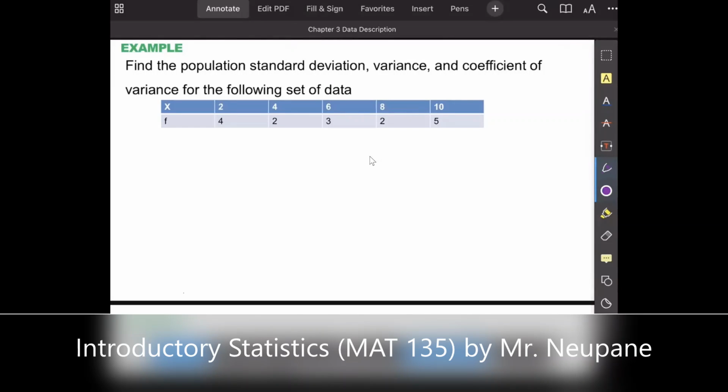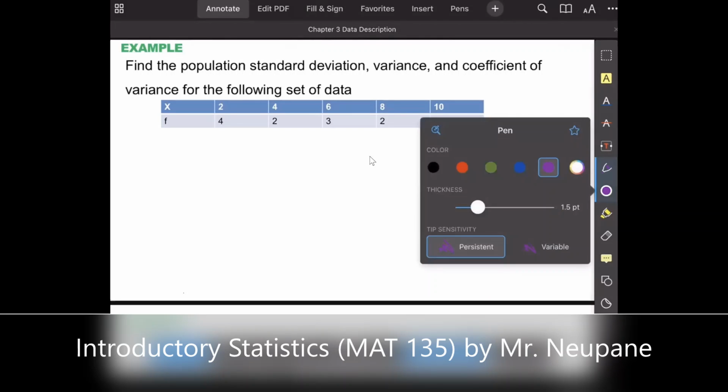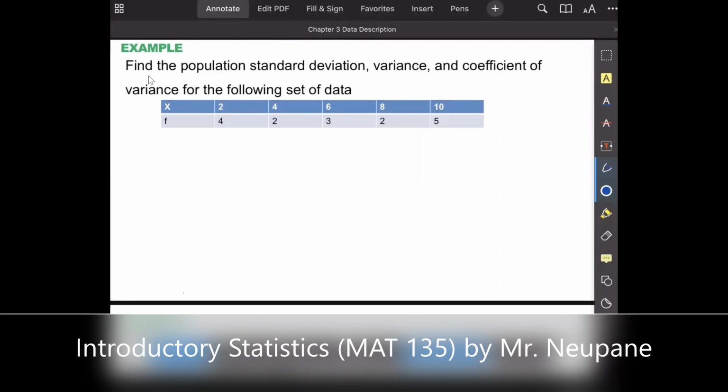Okay, we did the first example, and you have seen that there's a lot of math there. That was the easy problem. We are getting into more challenging ones now. Second example, here also we are asked to find the population standard deviation, that is sigma, variance, sigma squared, and coefficient of variance, CVAR, which is standard deviation over mean times 100%. That's what we have to find, the coefficient of variance for this data here.